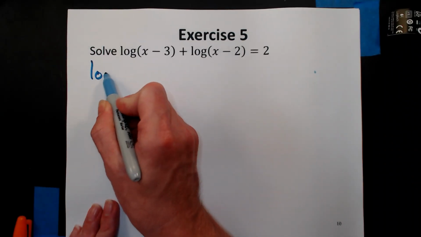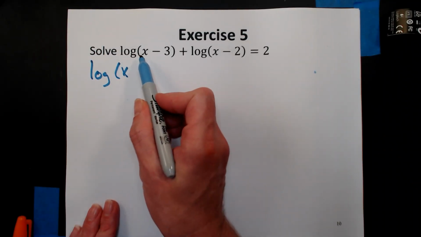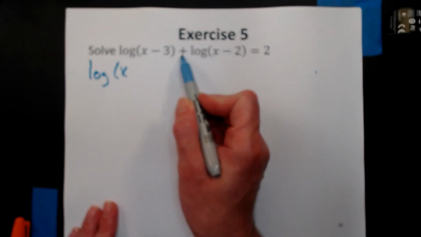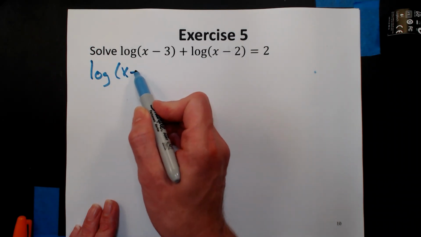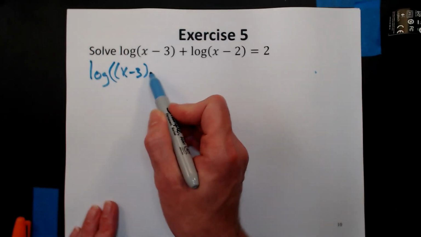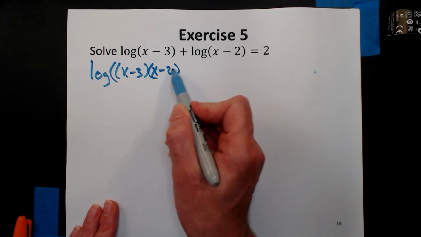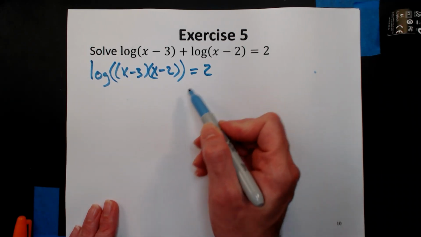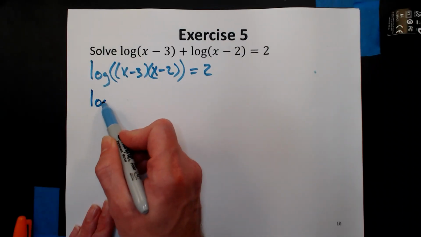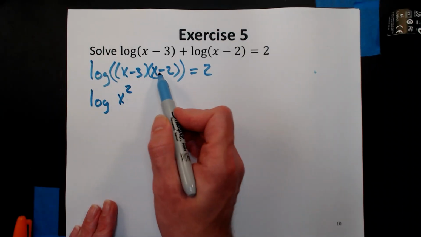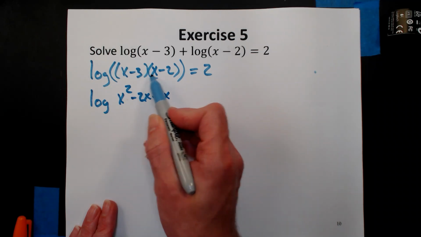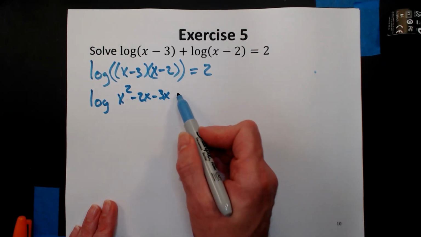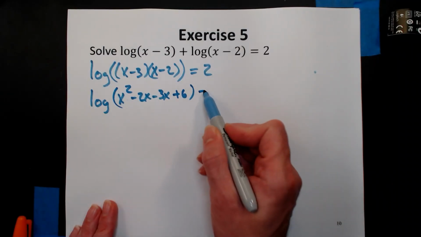So this is going to be log of x minus 3 plus log of x minus 2 equals 2. So I'm going to take that and say that's going to be log of x minus 3, and I'm going to multiply that on the inside times x minus 2. So I'm multiplying on the inside because I was adding on the outside. That equals 2. So it's going to give me log of x squared, so x times x is x squared, x times negative 2, negative 2x minus 3x, multiplied my inner terms, and then my last terms, plus 6, and that equals 2.